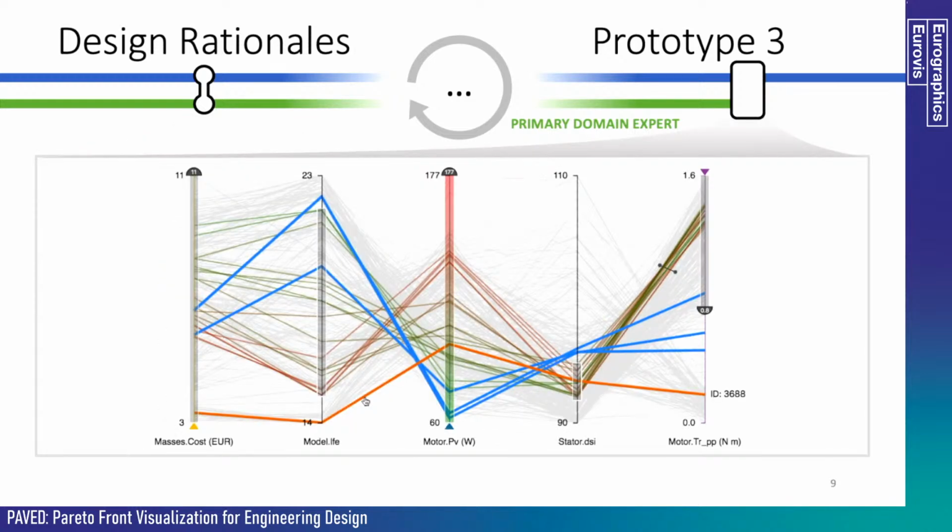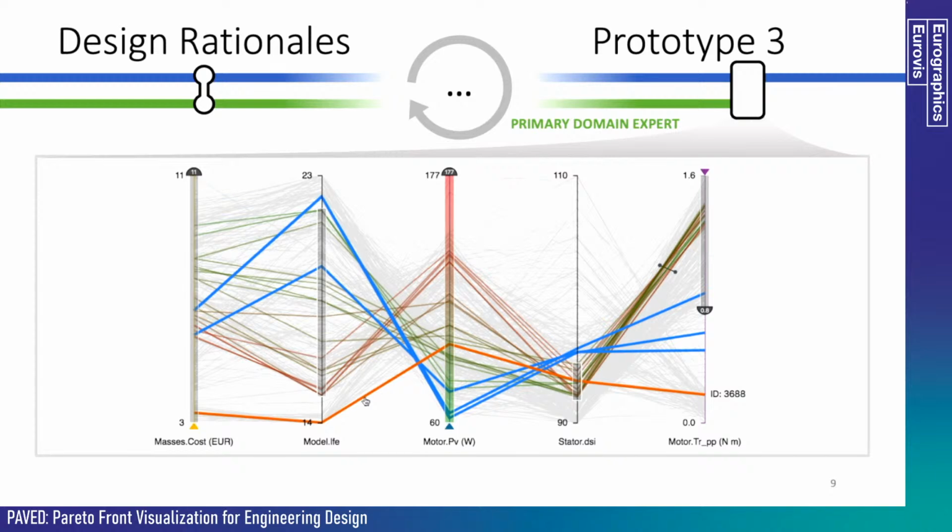For the visual design, we originally wanted to build upon the scatter plots because they were familiar to the domain expert. However, the domain expert was missing a multi-criteria overview of all design options. So we turned towards parallel coordinates because they offer a compact and scalable representation of both design options and criteria.